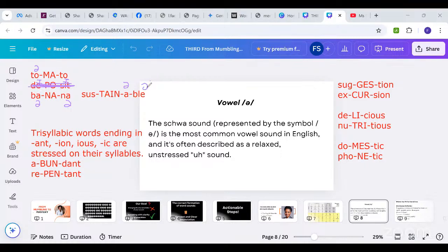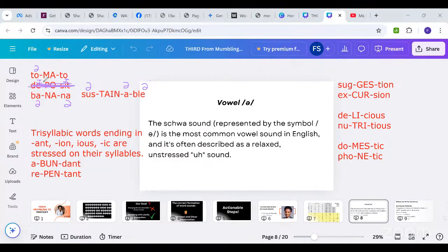Okay. So there are 3 schwas in this word. Sustainable. There are 3 schwas in this word. Sustainable.